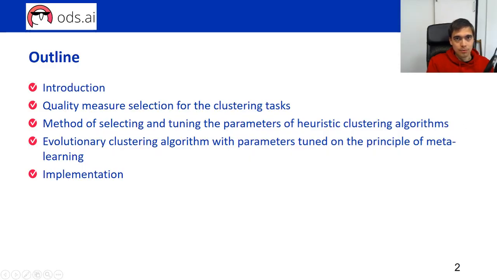So here's the outline of our speech today. First, we'll give some basic notations. After that, we'll speak about the quality measure selection for clustering tasks. So how can we choose the assessment technique for the clustering tasks? And then we'll consider the proposed method of selecting and tuning the parameters of heuristic clustering algorithms and evolutionary clustering algorithm with parameters tuned on the principle of meta-learning. And finally, we'll talk about the implementation of all these things. So let's begin.